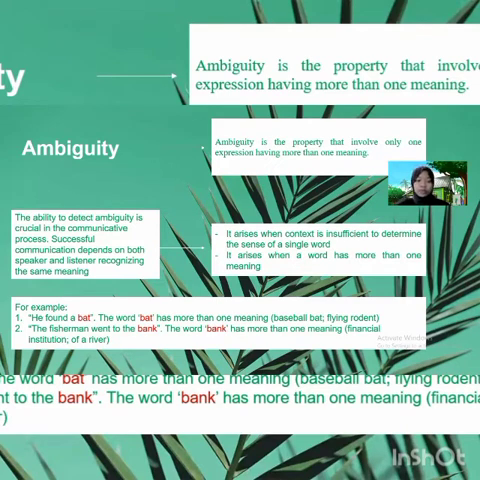For example, he found a bat. The word bat has more than one meaning: ball bat and flying rodent. The fisherman went to the bank. The word bank has more than one meaning: financial institution and over the river.